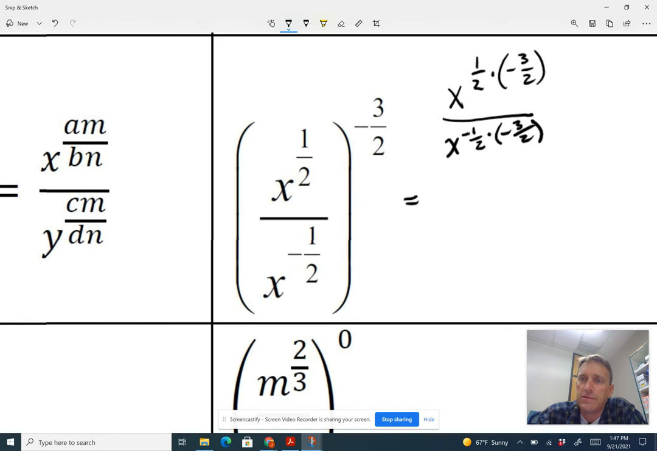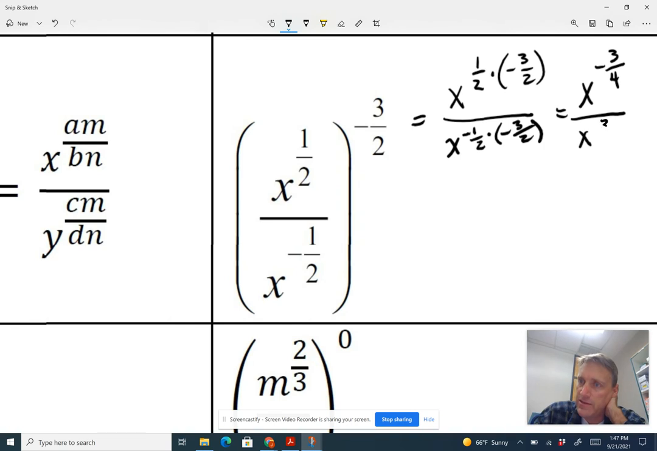And that would give us, let's see, x to the... a positive times a negative would be negative, so that's negative, and then 3 times 1 is 3, and 2 times 2 is 4, so negative 3/4. And down on the bottom, a negative times a negative is positive. 3 times 1 is 3, so x to the 3rd power, 2 times 2, 4th power.